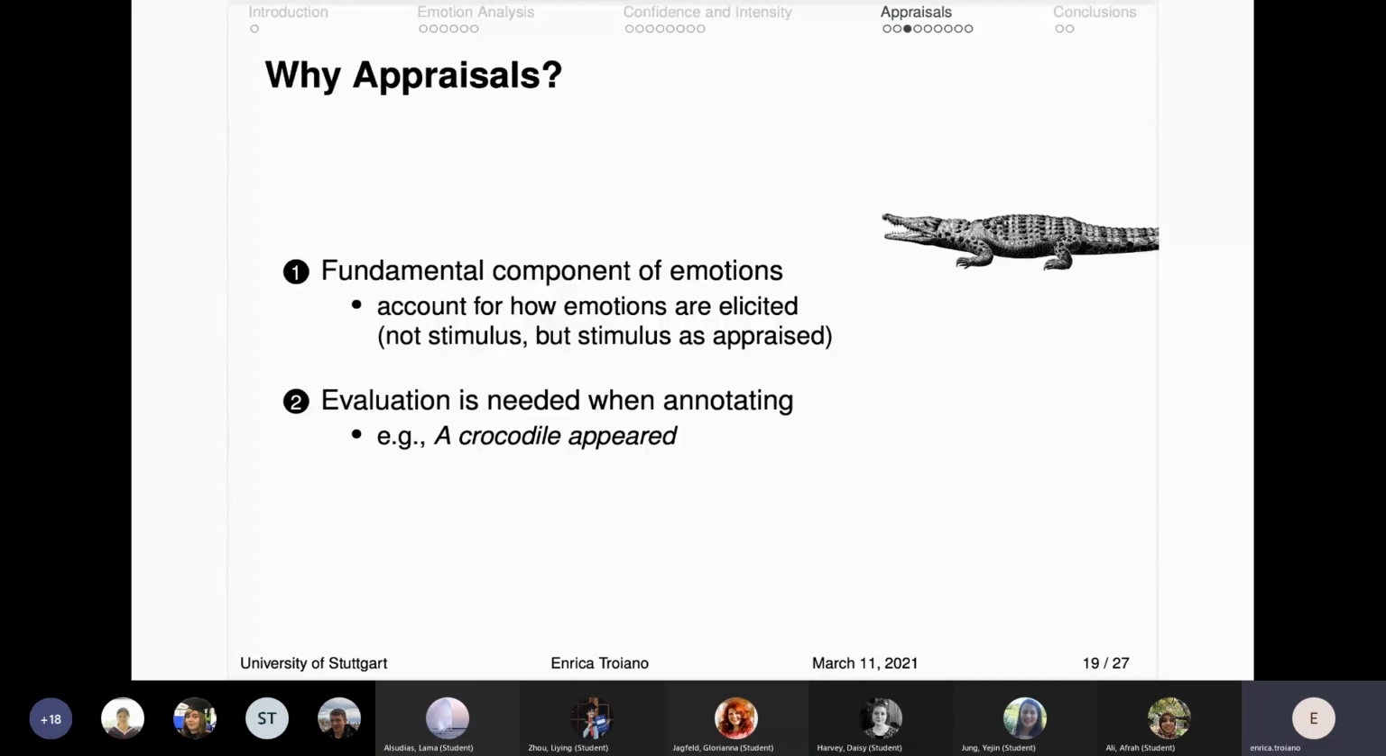And this type of evaluation is not only necessary for people in concrete situations when they actually feel emotions in response to an event, but this evaluation may be necessary also for the annotators who have to interpret the text, especially for those texts in which we have no explicit emotion mentioned, like in the sentence, "a crocodile appeared." They have to reconstruct the situation and imagine how they would appraise that.